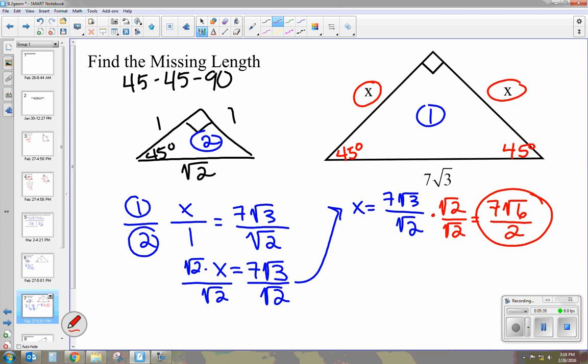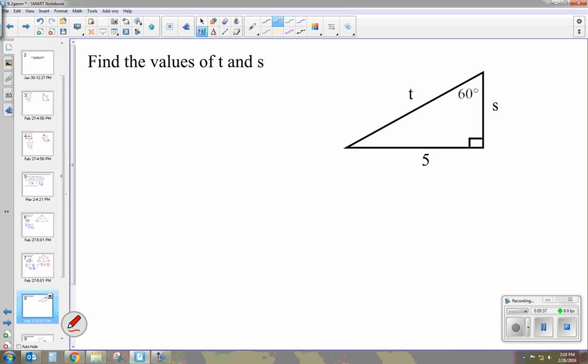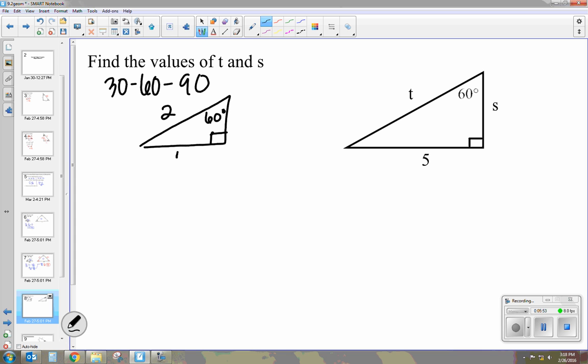All right, let's try a 30, 60, 90. So this is a 30, 60, 90. We're going to draw another smaller triangle. Right angle is in the same place, 60 degrees is in the same place. Hypotenuse of a 30, 60, 90 is 2. Across from the 60 is square root 3. Other side is a 1. We have to solve for two variables here.